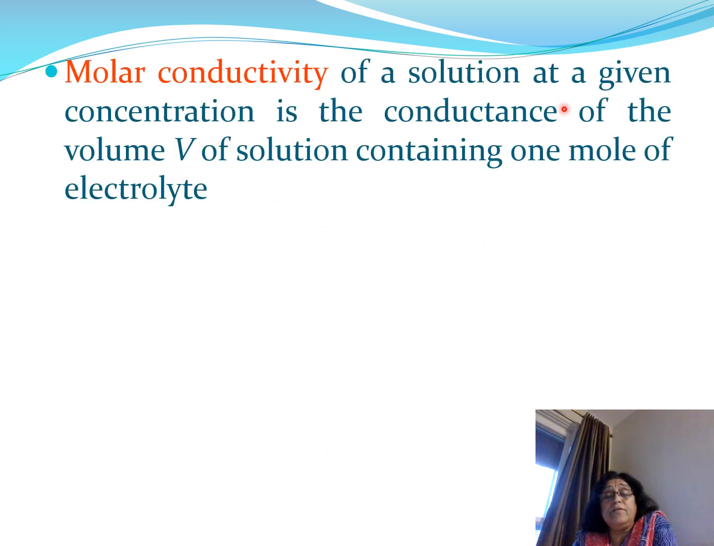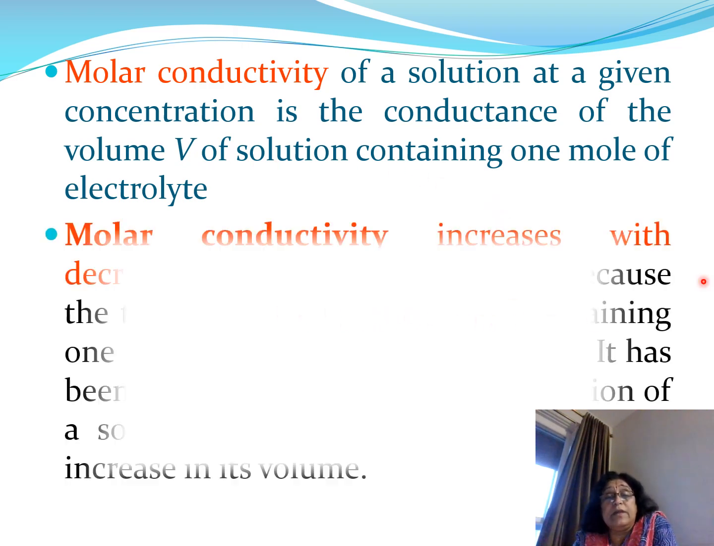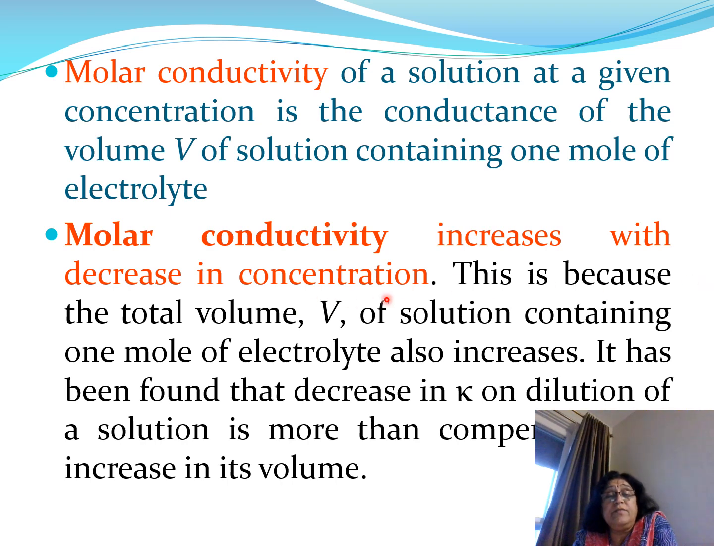Now, molar conductivity of a solution at a given concentration is the conductance of volume V of solution containing 1 mole of electrolyte. How does it vary with decrease in concentration? Decrease in concentration means increase in volume or increase in dilution. So, molar conductivity increases with decrease in concentration. This is because the total volume of the solution containing 1 mole of electrolyte also increases. It has been found that the decrease in conductivity K on dilution of a solution is more than the increase in its volume.